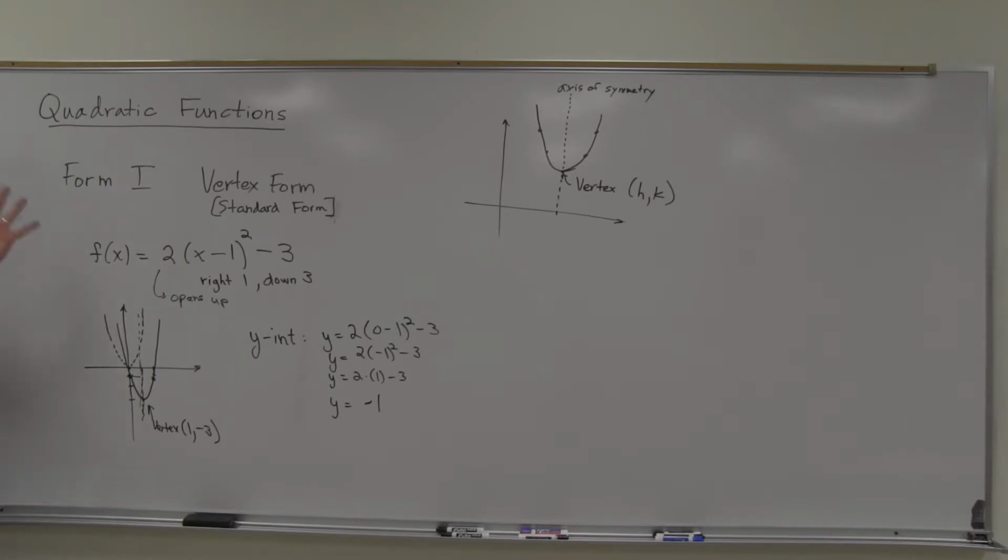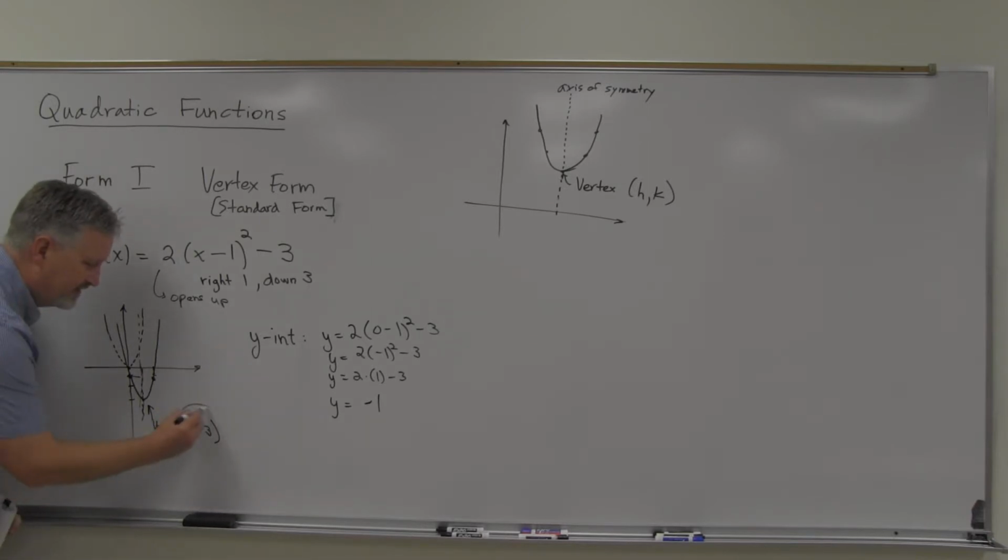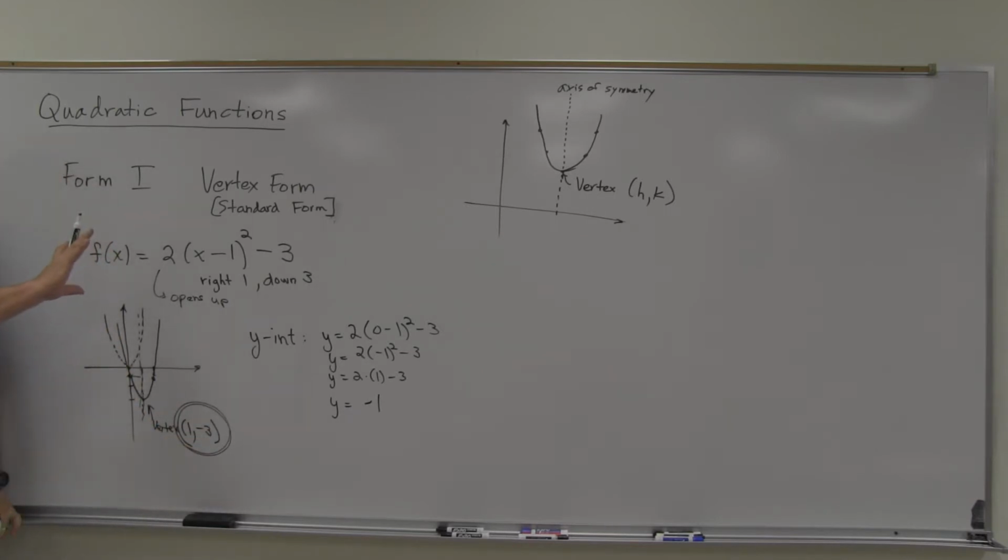Now, here's another nice point about this. Do you notice these numbers are related to some numbers up in the equation? Where did this 1 come from? And that -3, those aren't by coincidence. It's because of the shifting. There's a definite correlation there. That's why I like to call this vertex form, because I've got the vertex sitting right there in the equation.